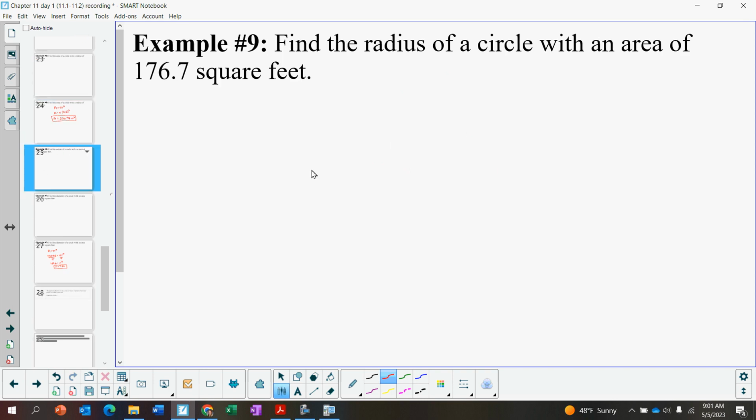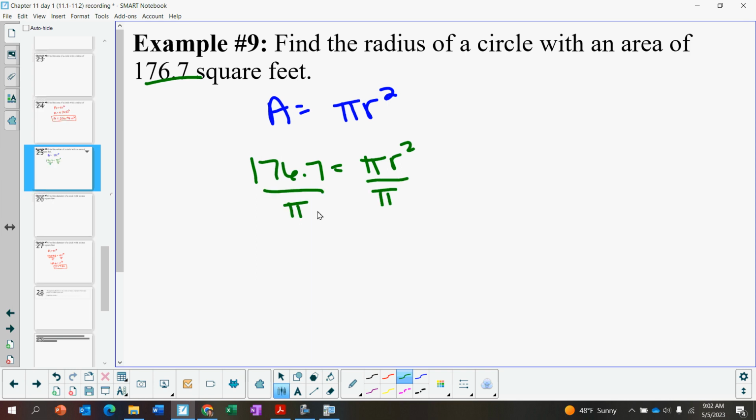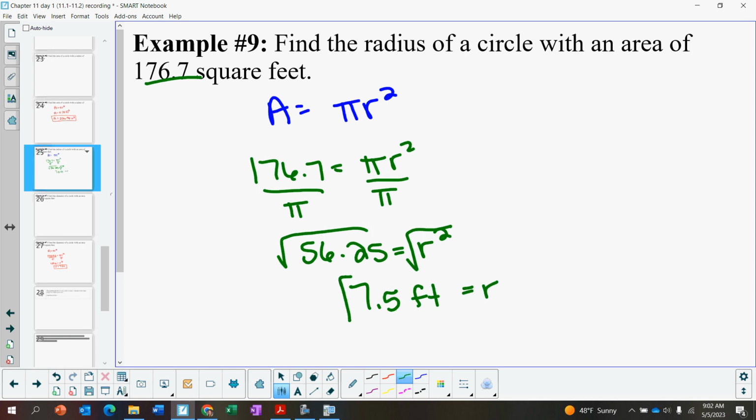Now I'm going to do a little working backwards. I want to find the radius when the circle has an area of 176.7. So I'm still taking the formula of A equals pi r squared, but instead of A, I'm going to put what the area was. 176.7 equals pi r squared. So I want to get r squared alone, which means I have to get rid of pi. So I'm going to divide both sides by that pi. And when I do that, I now have 56.25 equals r squared. So to get r now, I'm going to take the square root of both sides. So I get about 7.5 feet equals r.